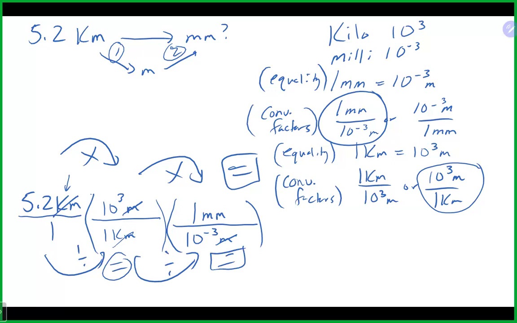So if we do all that on the handy dandy calculator, remember we do want to use our exponent button, as that's 1 times 10 to the 3. And we're going to divide what's on the bottom, which again is 1 times 10 to the minus 3. And that is going to get us an answer of 5.2 times 10 to the 6 millimeters. First off, any questions on that calculation?